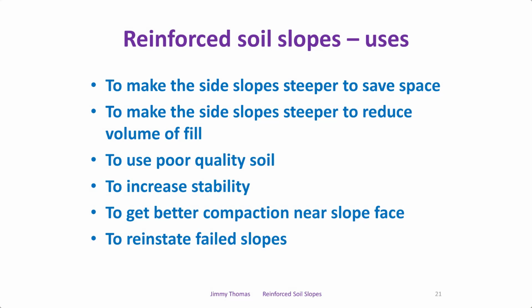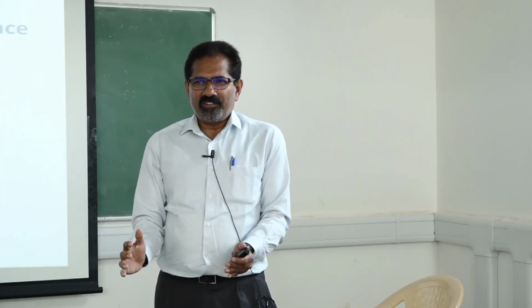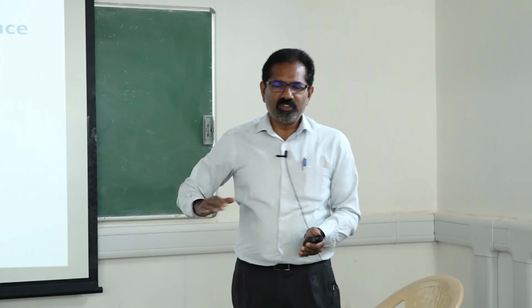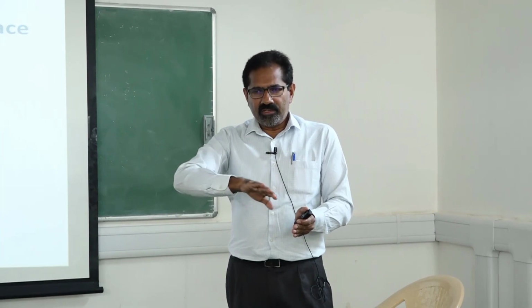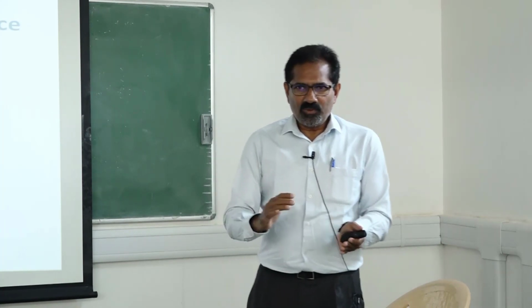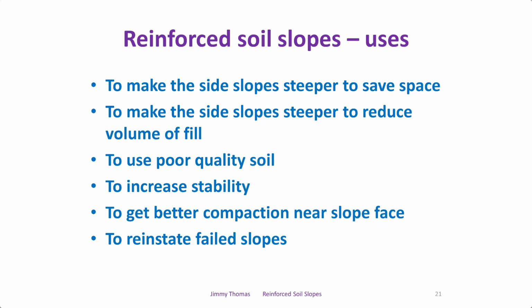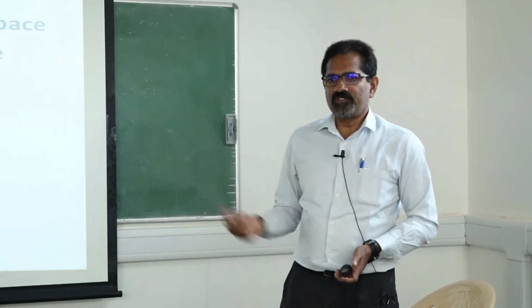How do we do the compaction? In a compaction test, we put the soil into a rigid mold, then compact. But suppose I just put the soil on a slope and try to compact, will it get compacted? Soil has to be confined. On a slope, if I move the roller, the soil moves sideways. But inside, when I move from the edge of the slope, the inner side gives confinement, so it is easier to compact. So it is always difficult near the slope face to get good compaction. Then another use is to reinstate failed slopes. If some slope has already failed, we have to put it back, and with reinforced soil it becomes easier.